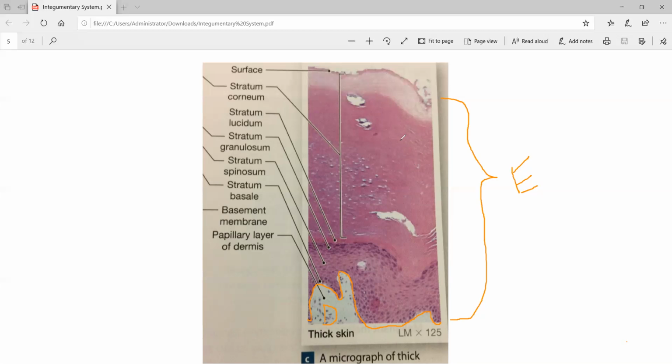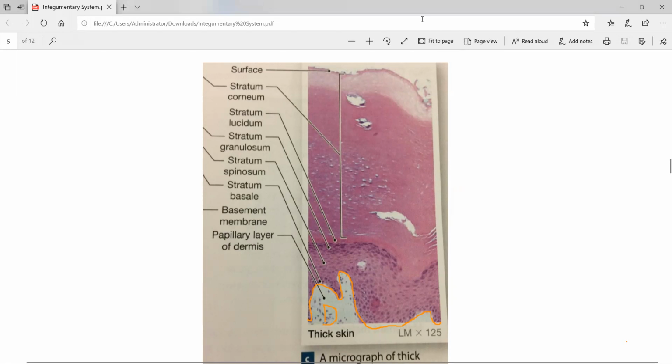So this has to be thick skin because you have a very thick layer of stratum corneum, and you have this layer right here called the stratum lucidum. Remember, in thin skin, this stratum corneum, this thick layer up here, would be very, very thin, and you would not have the stratum lucidum because it's not present in thin skin. Your thin skin is found over most of your body, and your thick skin is found on the soles of your feet and the palms of your hand.